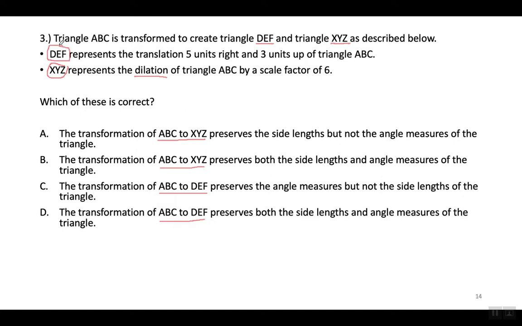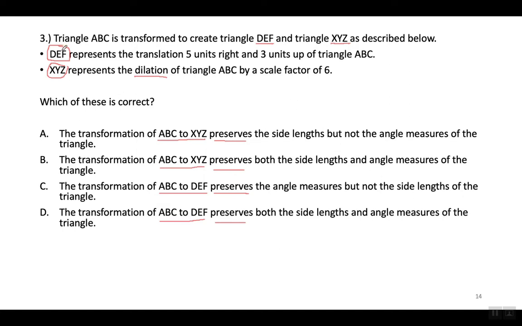Now here's the second part that I want you to pay attention to in the answers. The answers are saying, does this transformation preserve the side lengths but not the angle measures? Does it preserve both the side lengths and the angle measures? Does it preserve the angle measures but not the side lengths? Does it preserve both the side lengths and the angle measures? Okay, so let me break that down for you here.